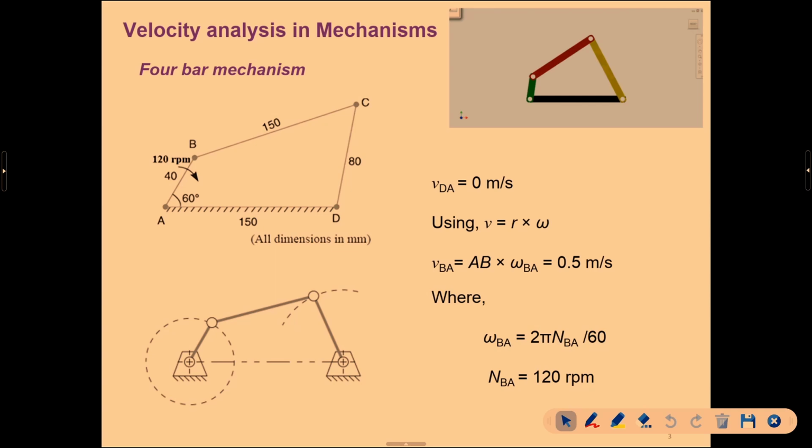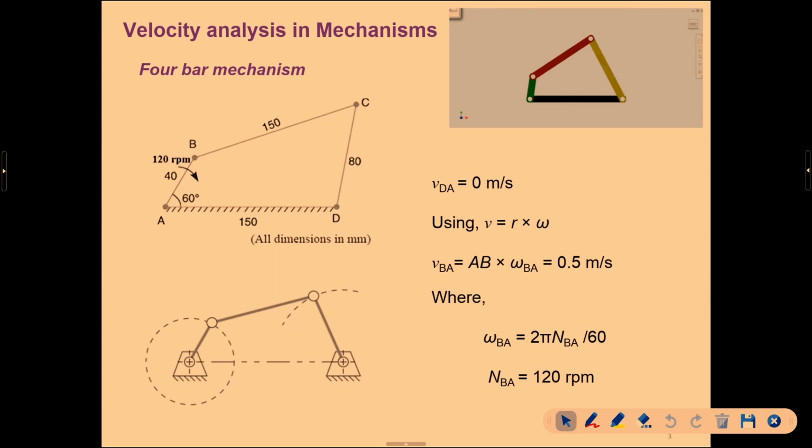So in this mechanism, as of now, we have the velocity of two links. One is velocity of D with respect to A, that is velocity of AD. Another one is velocity of B with respect to A. Velocity of D with respect to A is 0 because it is completely fixed, and velocity of B with respect to A has been computed based on the given data of 120 RPM, which rotates in the clockwise direction.